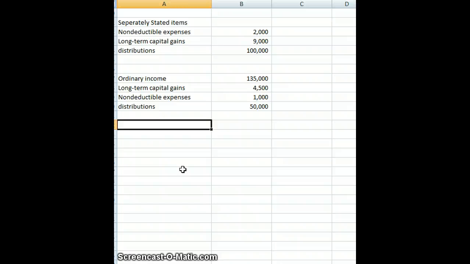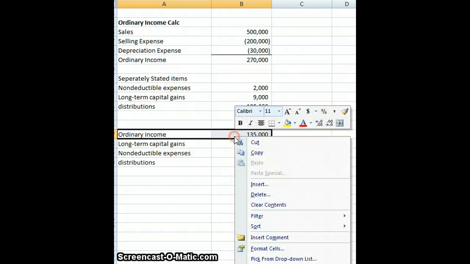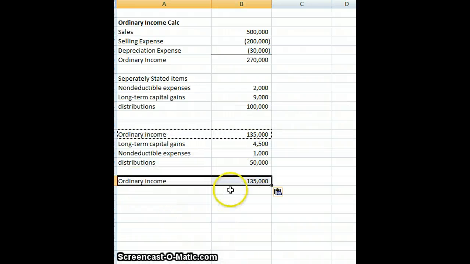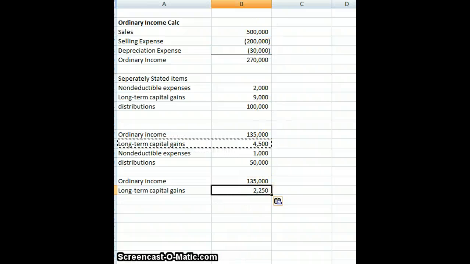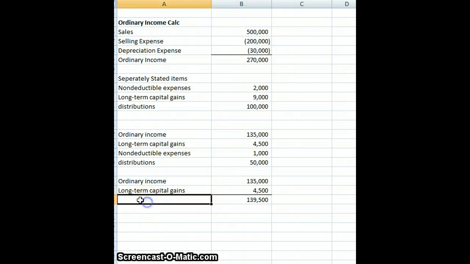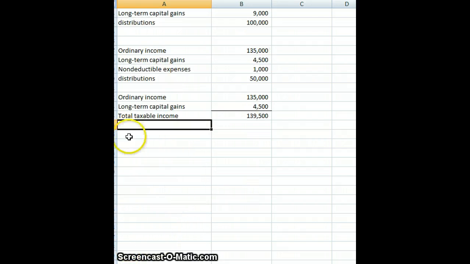Part C, if she had no other sources of taxable income, what would her gross income be for 2010? Easy enough. Her taxable income would be her ordinary partnership income of $135,000, and then she's going to have a long-term capital gain of $4,500. Part of it is going to go in ordinary income, and part of it she's going to report on a separate schedule as a long-term capital gain. Her total taxable income is going to be $139,500. So finally, let's go to part D.